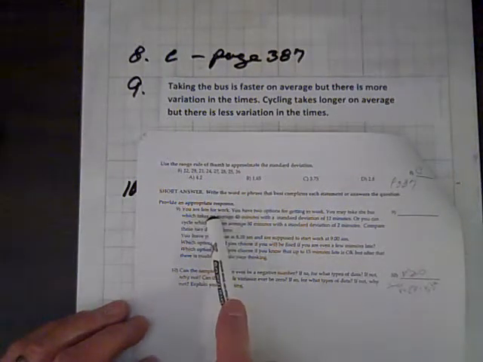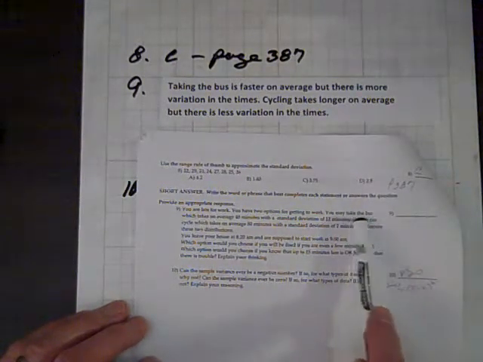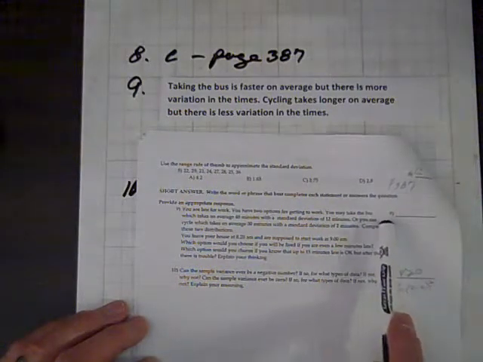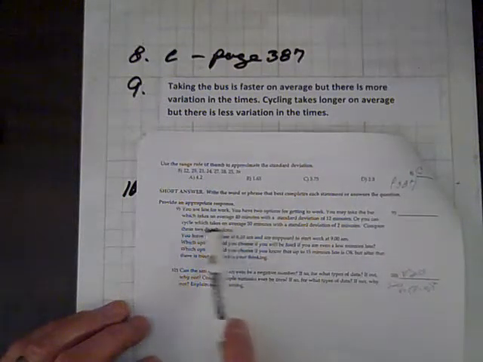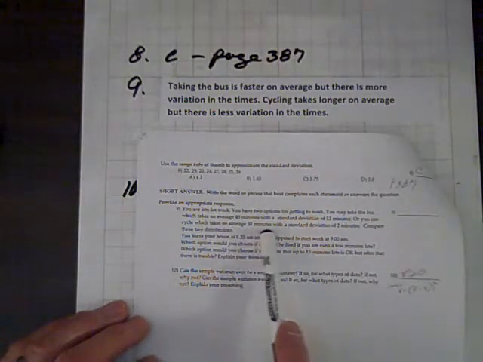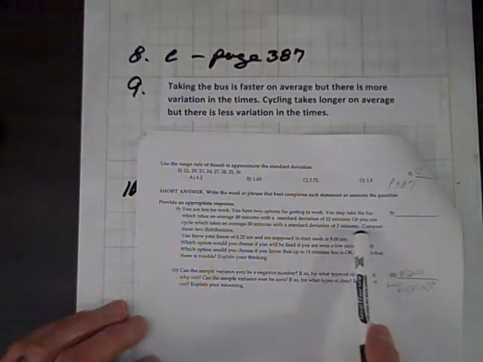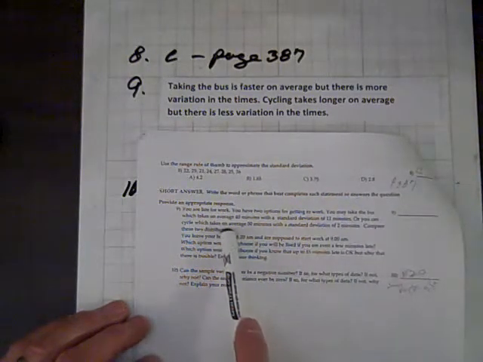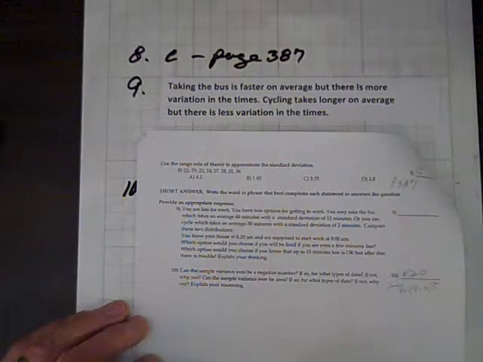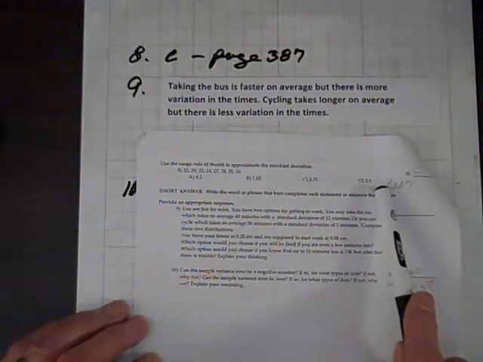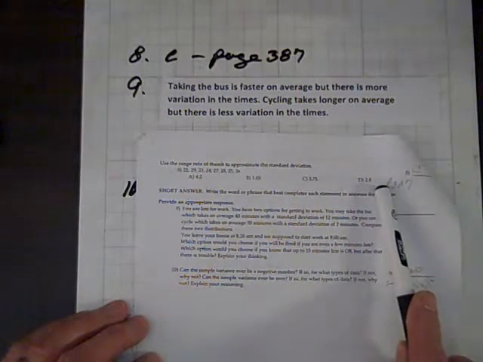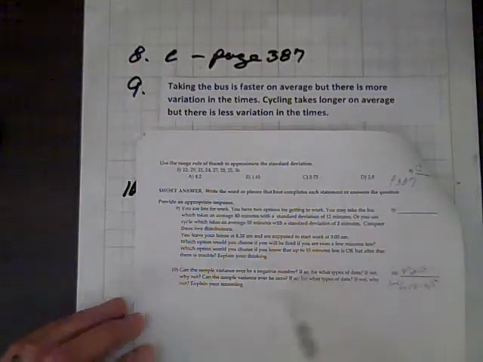You are late for work. You have 2 options for getting to work. You may take the bus, which takes on average 40 minutes with a standard deviation of 12 minutes, or you can cycle, which takes on average 50 minutes with a standard deviation of 2 minutes. Compare these 2 distributions. Taking the bus is faster on average, but there's more variation in times. Cycling takes longer on average, but there is less variation in times.